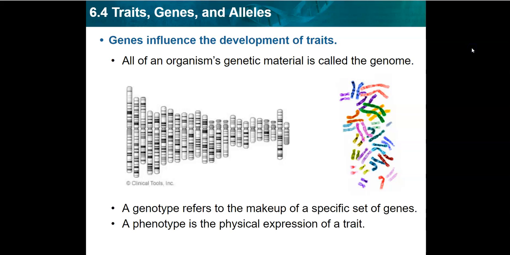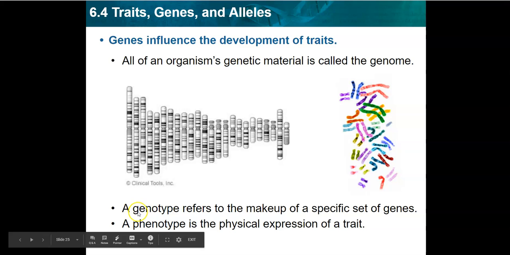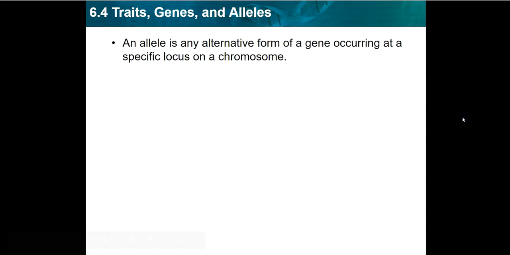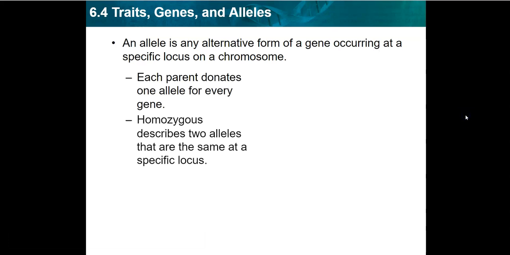So the genotype refers to the makeup, and the phenotype is the physical expression of the trait. So geno, like the gene, and pheno, the physical appearance. An allele is any alternate form of a gene that occurs at a specific locus on a chromosome. Each parent donates one allele for every gene.